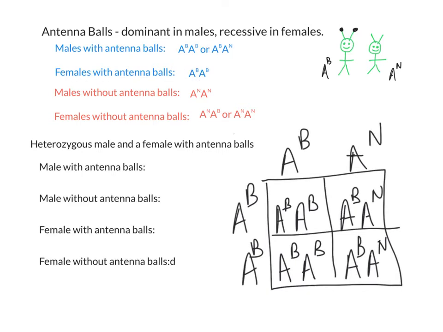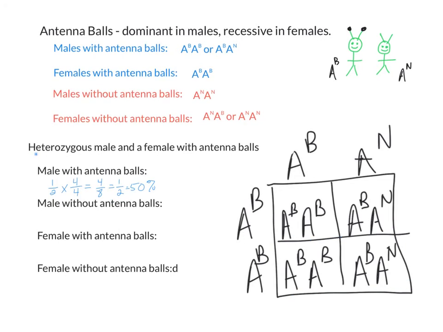So when we look for the possible phenotypes in the offspring, we can look for a male with antenna balls. A male with antenna balls is going to need to have this combination. And so we can look for a BB or a BN, which includes all 4. So 100% of the kids fit that category, but only half of the kids are going to be male. So we take the probability of being male times the probability of having the desired genotypes, and that's going to get us 1 times 4 is 4, 2 times 4 is 8, or in other words, 1/2, or 50%.